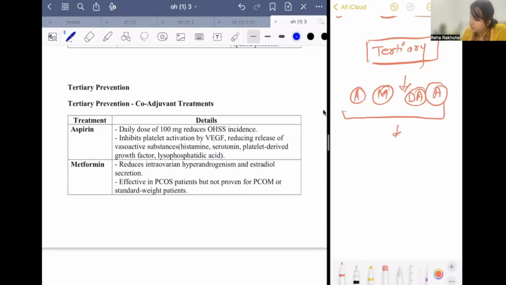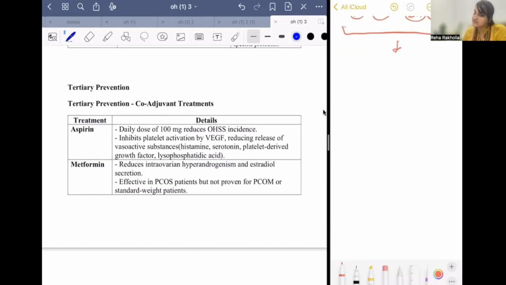Even with a careful stimulation protocol, some patients may still develop OHSS. In such cases, tertiary prevention strategies are required to manage the symptoms, reduce complications, and prevent conditions from worsening. These strategies involve the use of these drugs which I have talked about, like aspirin, metformin, dopamine agonist, that is cabergoline, and albumin and calcium administration, which help to control the physiological changes associated with OHSS.